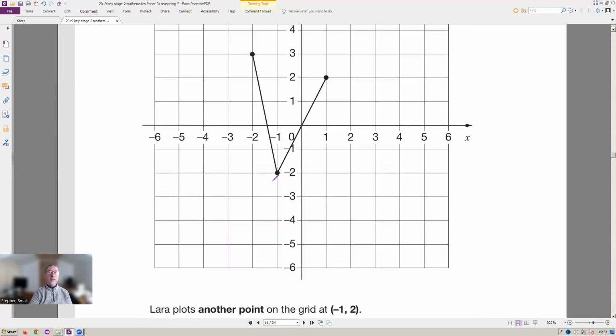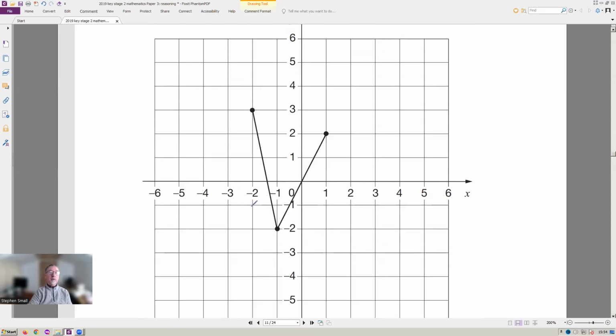Okay, we should be able to do that. So the point was -1, 2. I always like to start these here. Start from the origin, go -1 and then 2. So there's our point. We have to complete it here.